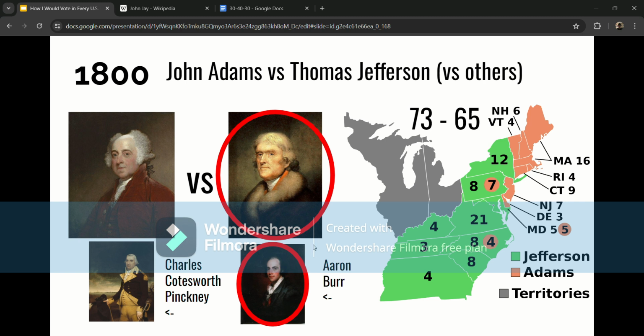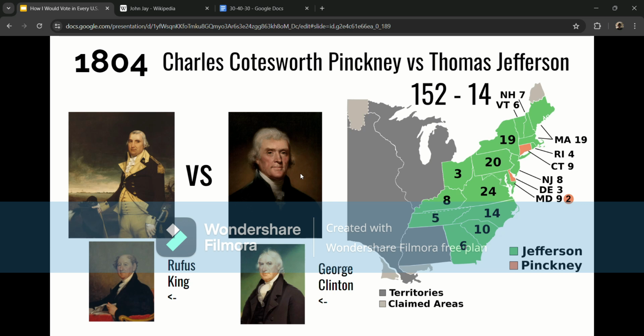So essentially what that means is they are throwing the election to the House of Representatives, who then had to go and vote on which individual became president. And of course, largely thanks to Alexander Hamilton's influence, in the mostly still Federalist House, they elected Thomas Jefferson as president. So I would have voted for Thomas Jefferson, even though I would have leaned more Federalist at the time. It's just John Adams would have put such a sour taste in my mouth that I would have wanted him out of there. So 1804, it's Charles Cotesworth Pinckney versus Thomas Jefferson, the incumbent president.